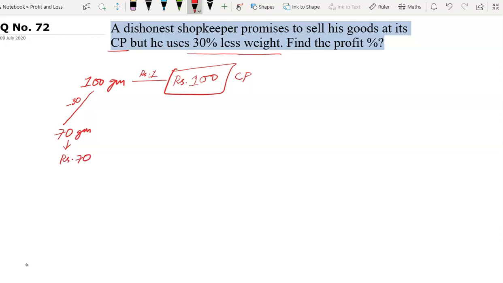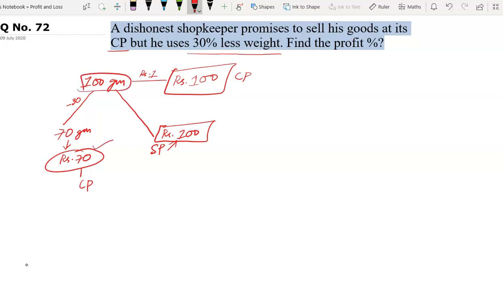Now this shopkeeper promises to sell his goods at its cost price. So that means he's selling his goods at how much? His selling price will be rupees 100. Cost price is rupees 100, so his selling price will be rupees 100. So his selling price is this much and his cost price is this much. As he is dishonest and using 30% less weight, he is not selling 100 gram, but he is selling 70 gram. So now we have got our CP, we have got our SP.